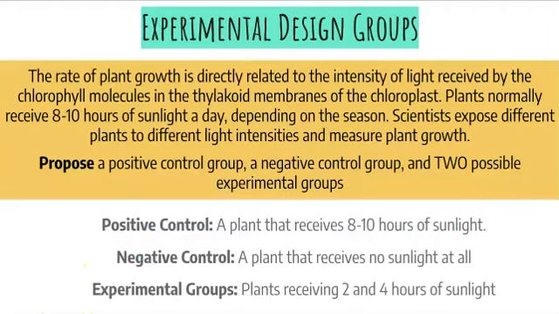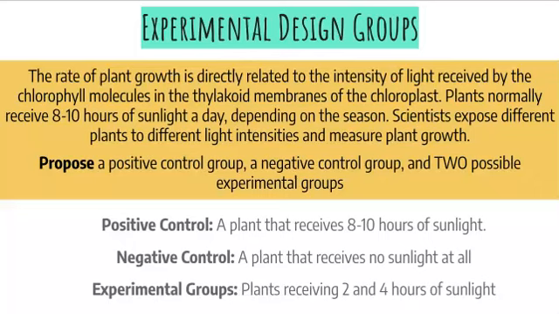All right, and so here's another example. The rate of plant growth is directly related to the intensity of light received by the chlorophyll molecules in the thylakoid membranes of the chloroplast. So plants normally receive 8 to 10 hours of sunlight depending on the season. So scientists expose different plants to different light intensities and measure plant growth.